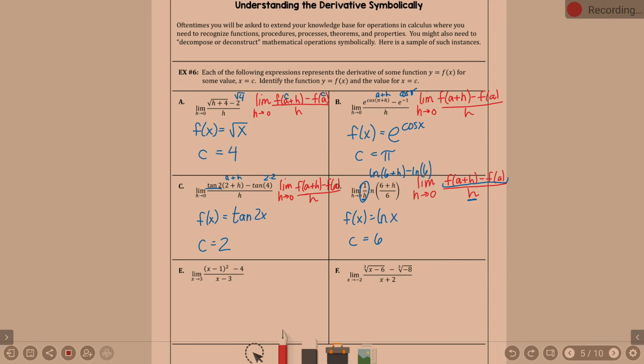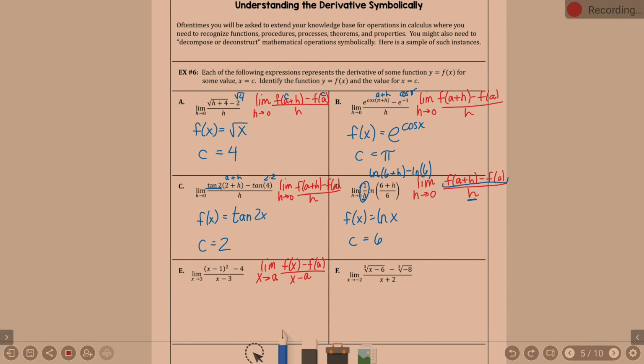Okay, what about E and F? That is the limit as x approaches a of f of x minus f of a over x minus a, yes? And I'm just writing that form there because I think it helps you be able to pair the pieces up. Maybe I'm wrong, but I think it helps to be able to see them next to each other.